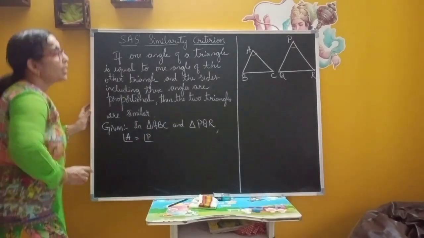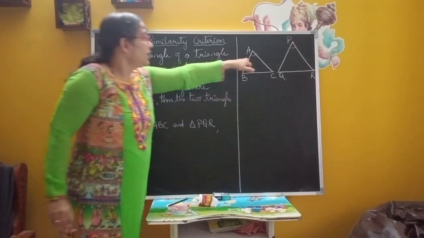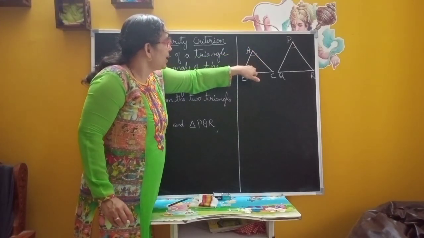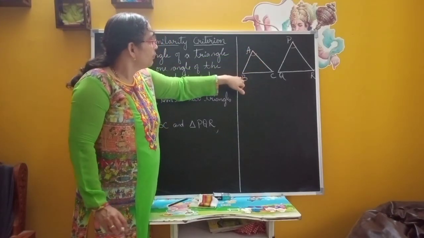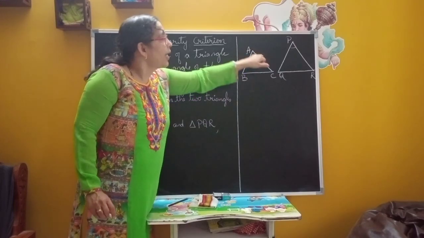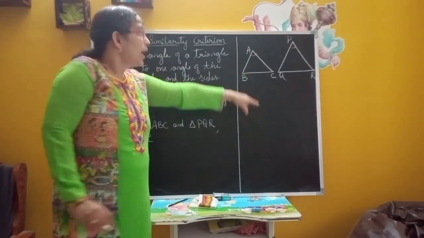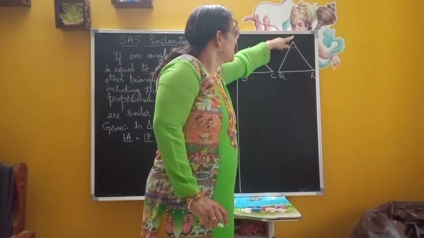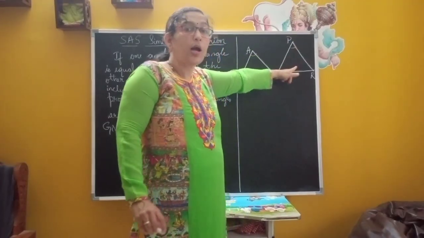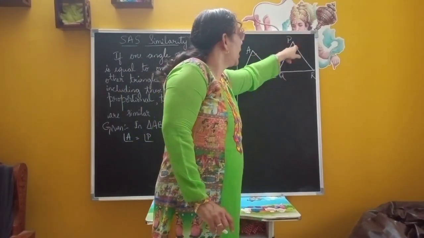And which are the included sides? See here, this angle A is in between which two sides? AB and AC. And here angle P is in between, formed by which two arms? It is PQ and PR.